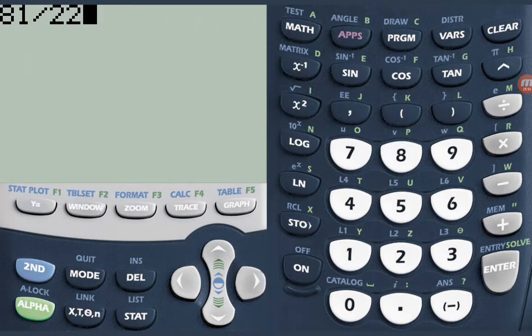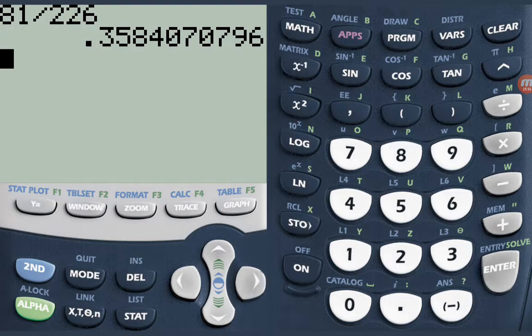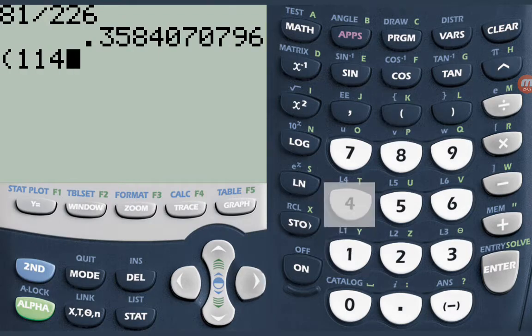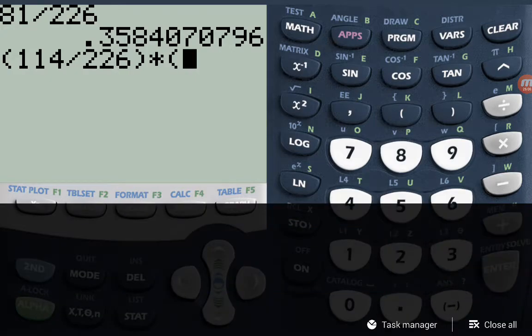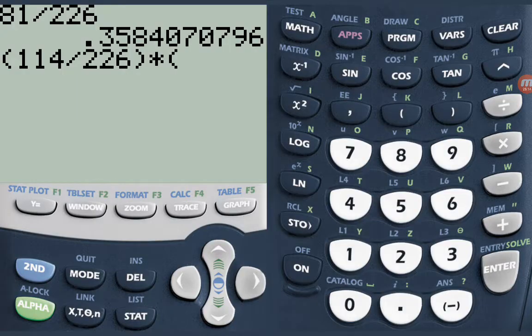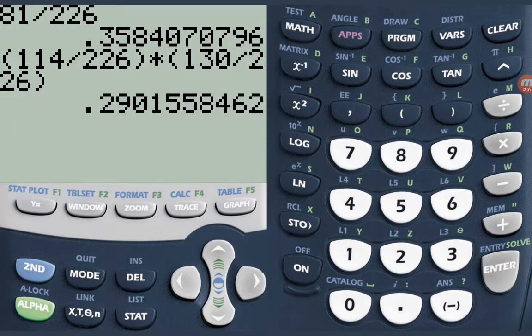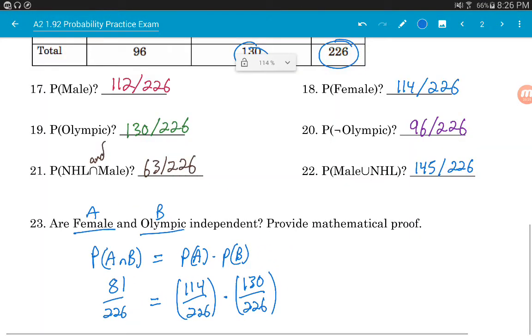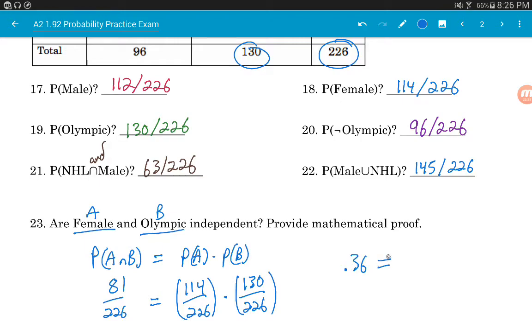So 81 out of 226, that's 0.358. And the other one is 114 over 226 times 130 over 226, and enter. And that's a different decimal that's not equal. So 0.36 is not equal to 0.29. These are dependent because they're not equal.